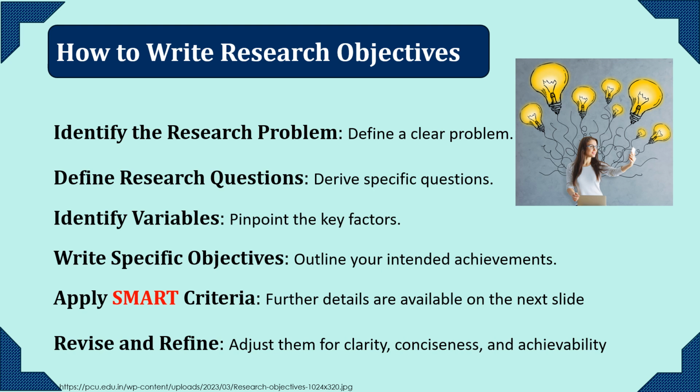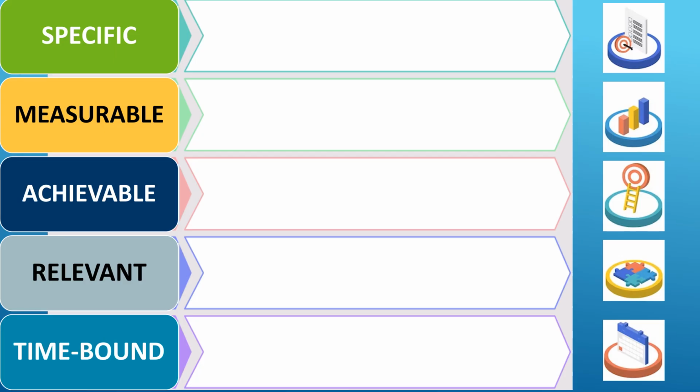Revise and refine. After drafting your research objectives, review and adjust them for clarity, conciseness, and achievability. Verify alignment with your research question and variables, ensuring they effectively contribute to addressing your research problem.